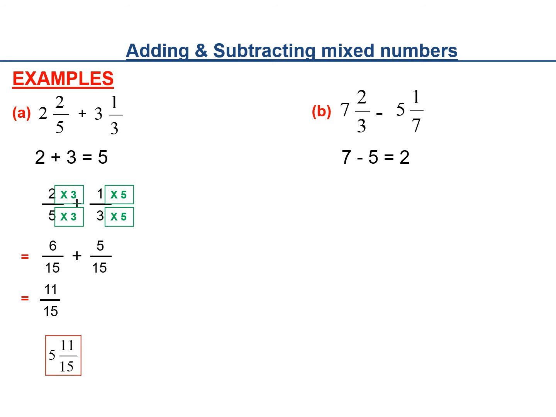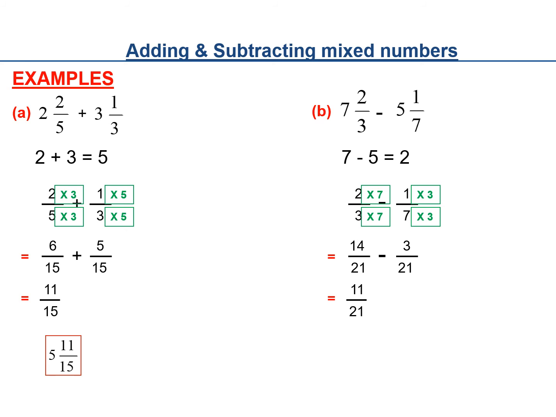This one is the same. Also, you will make a common denominator. It's 21, and then you multiply the first one by 7, the second one by 3. You will get the answer, and then you subtract normally to get 2 and 11 over 21.